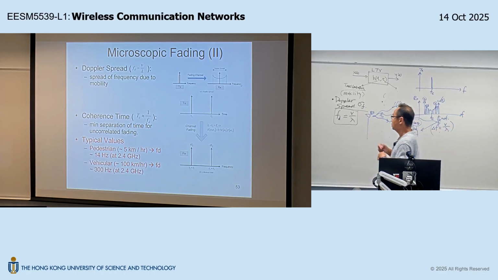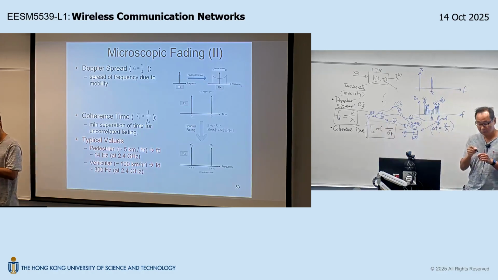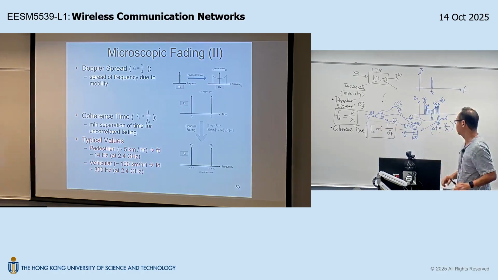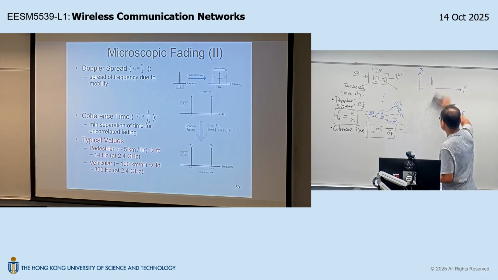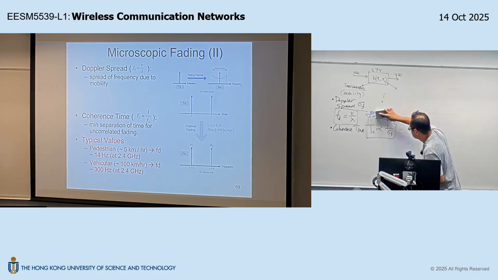Similarly, a second parameter, which is basically related to this parameter, is called coherence time. Now, again, coherence time is inversely proportional to the Doppler spread. Okay, they are not independent. Now, what is coherence time? Let me erase this.